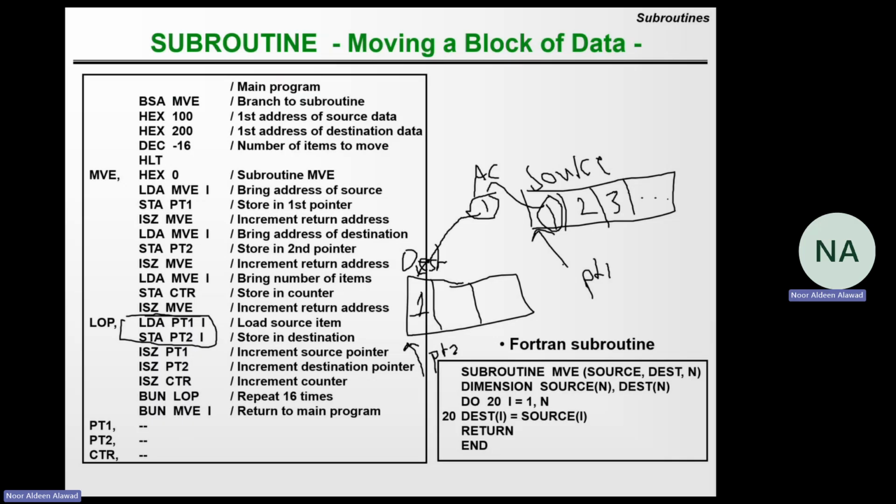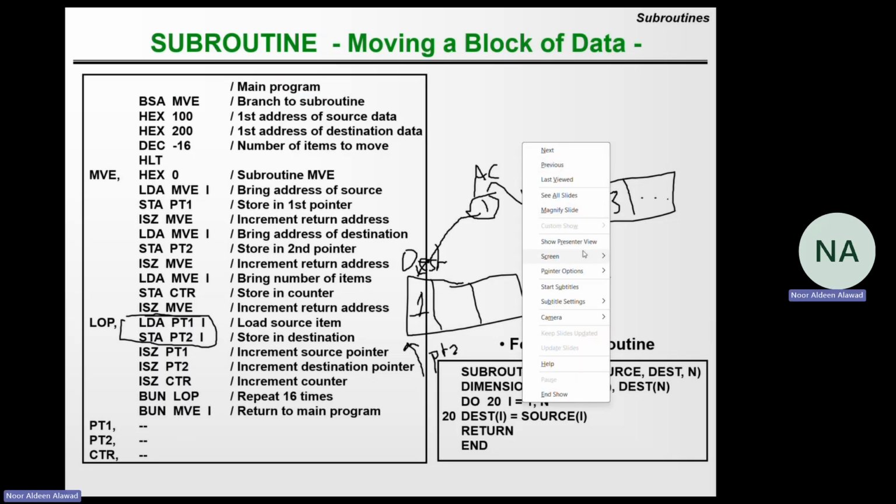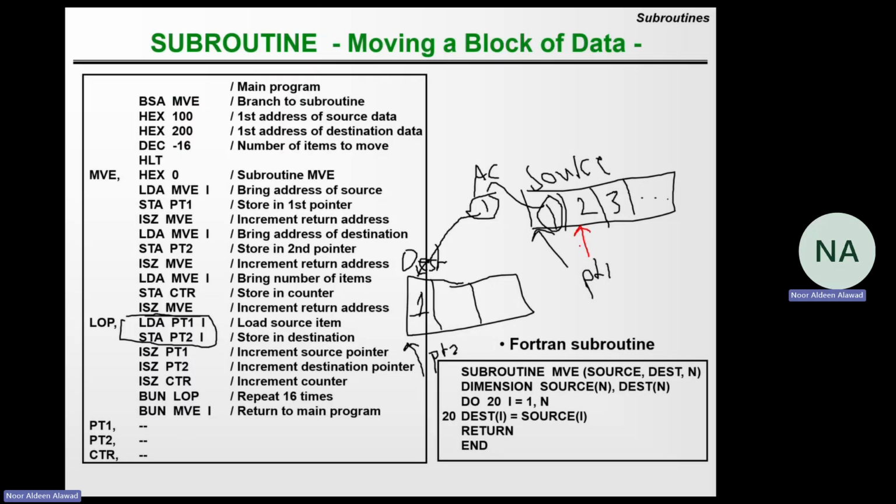Now after the two increments, let's see in another color, PT1 will be here, and PT2 will be here. And the counter CTR was minus 16. After the increment it will be minus 15. Then PT1, PT2, and then branch to the loop again. We will not exit from the loop because this value is not 0. When we reach 0, we will exit.